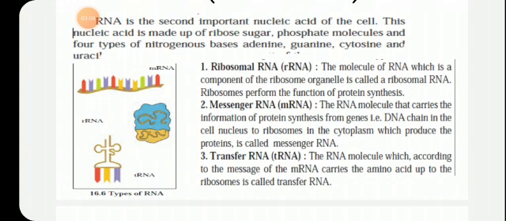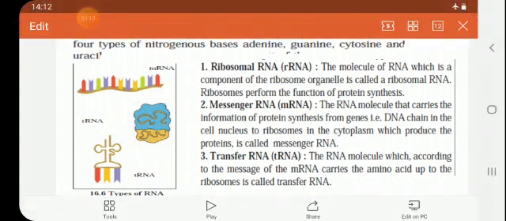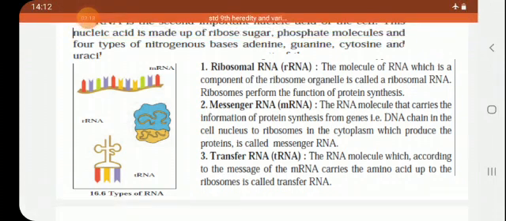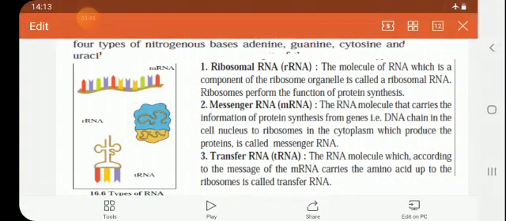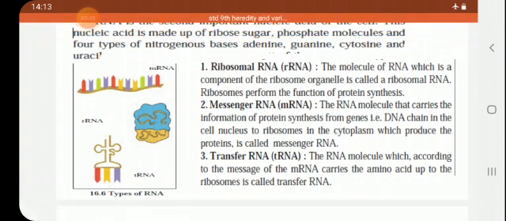Children, ribosomal RNA means, you know that when you studied the structure of the cell, along with the nucleus, our ribosome is one of the cell organelles present inside the cell. So what is the ribosomal RNA? The molecule of RNA which is the component of the ribosome organelle. If the ribosome organelle contains the RNA structure, it is called a ribosomal RNA.